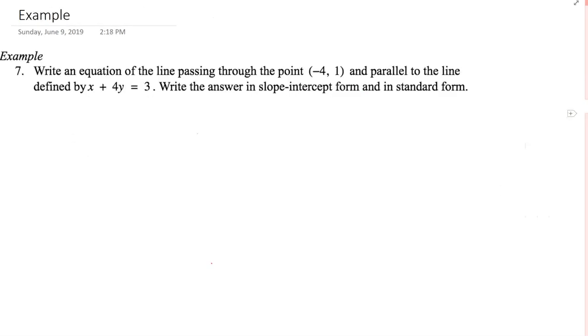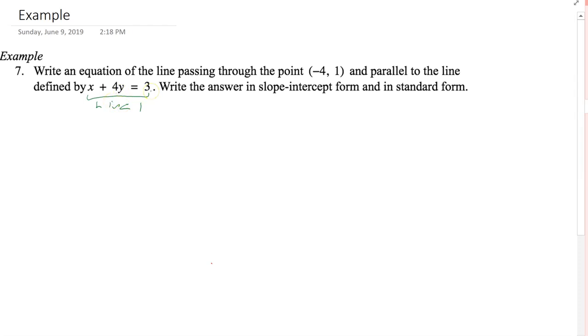Let's look at an example. Write an equation for a line passing through (-4, 1) and parallel to the line defined by x plus 4y equals 3. We're going to call the line x plus 4y equals 3 line 1.